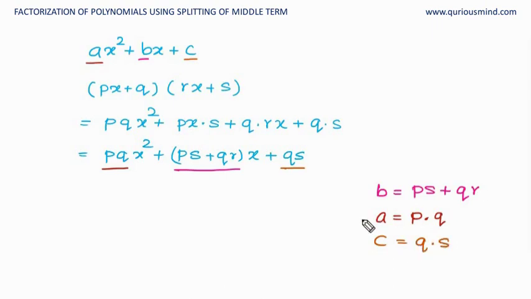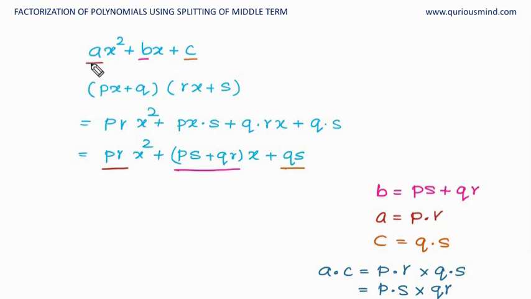And now if I do a into c, that means a multiplied by c becomes p multiplied by r multiplied by q into s. We have made a small mistake here. It should not be pq, it should be pr. And what we can do is p into s into q into r. So now we have got a new variation of splitting middle term.